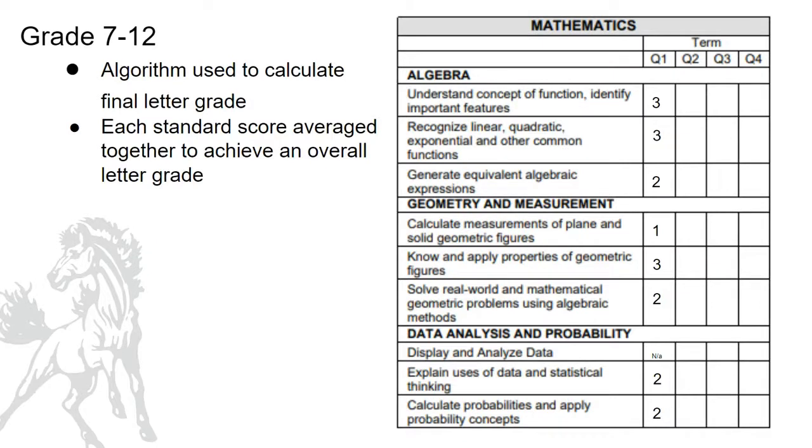Now let's explain how that number is interpreted to be a letter. There's an algorithm used to calculate the final letter grade for grades 7 through 12. Each standard score is averaged together to achieve an overall letter grade. So for this example, you'll see that the numbers add up to be an average of 2.25.